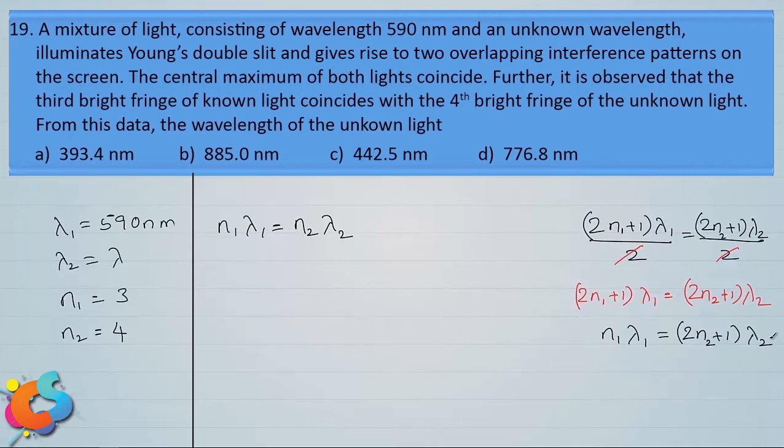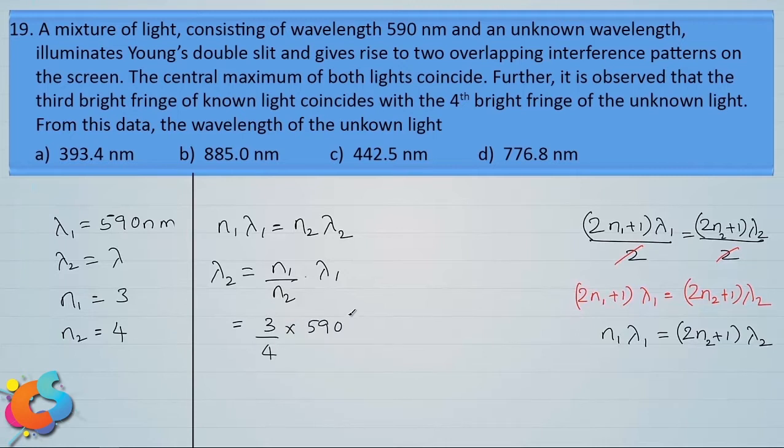So depending upon the conditions given in the question, you will have to change the formula. So when bright coincides with bright, stick to the formula n1 lambda 1 is equal to n2 lambda 2. And you know that this is the formula extracted by equating the distances of those two respective bright fringes. Now let us rearrange this expression to get an expression for lambda 2. That is equal to n1 by n2 into lambda 1. So it is 3 by 4 into 590.